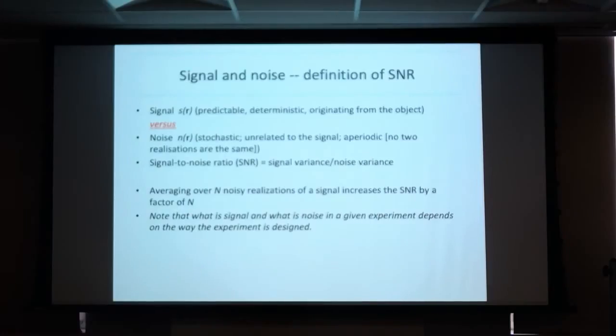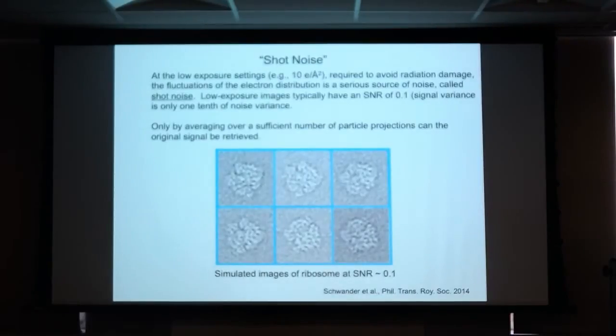Now, I want to note that what is signal and what is noise in a given experiment depends on the way the experiment is designed. It depends on your point of view. Okay, I'm going to show you an example of this. One of the most important parts of the noise is the shot noise. I already showed you before the salt and pepper effect with the low exposure settings that we need. We get a lot of fluctuations in the impact of electrons, and that's what produces this kind of shot effect. And here is a simulated image of a ribosome at a signal-to-noise ratio of 0.1. Now, 0.1 is the typical signal-to-noise ratio of electron micrographs.